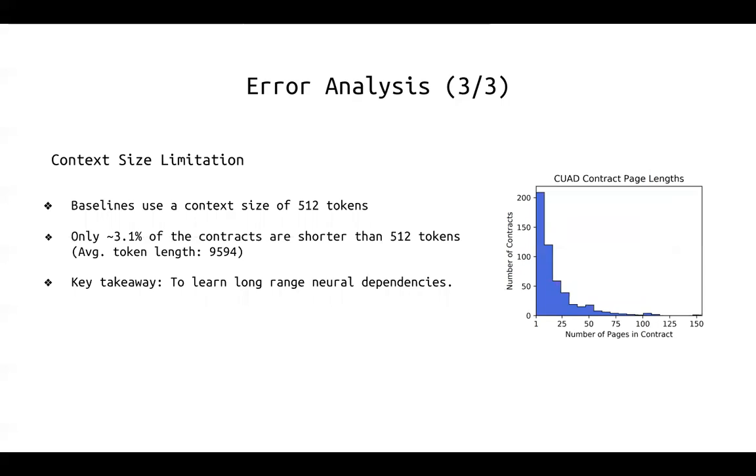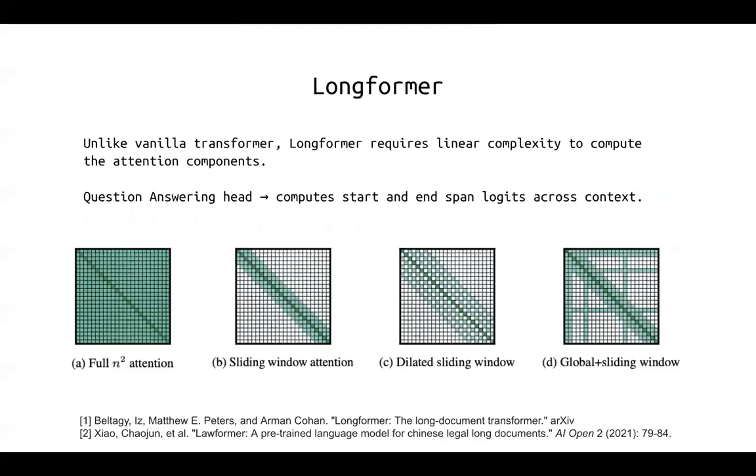And the last source of error was the context size, where vanilla transformers have a limitation of 512 token size. So let's try to understand that a bit more. The attention computation is a big O of n square computation. Longformer, by using sparsity and sliding windows, can compute the same thing in almost linear complexity. This allows us to increase the context size from 512 to 4096.